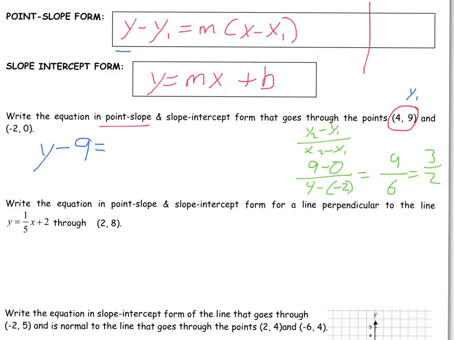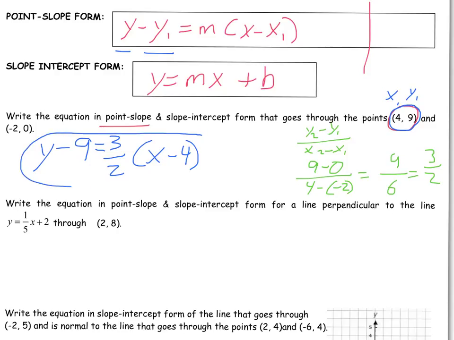So coming back to my equation here, I have y minus y1, which we just used this y. You can pick any y you want as long as you use the same x, equals m, my slope, 3 over 2 times x minus my x1, which is 4. So this right here is point slope. I need a point and I need the slope.